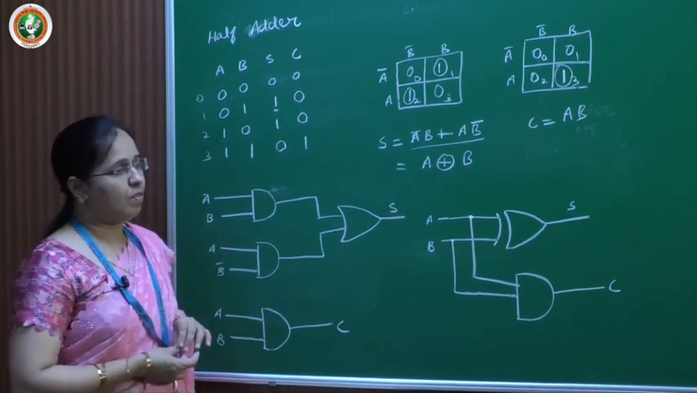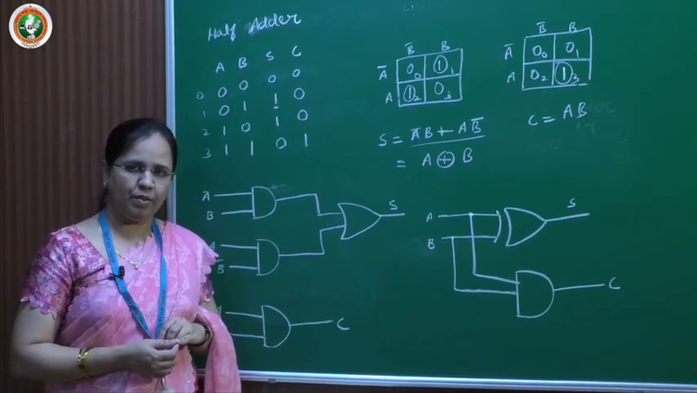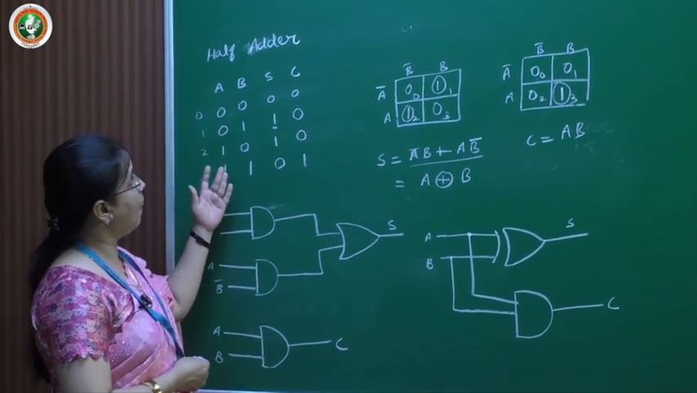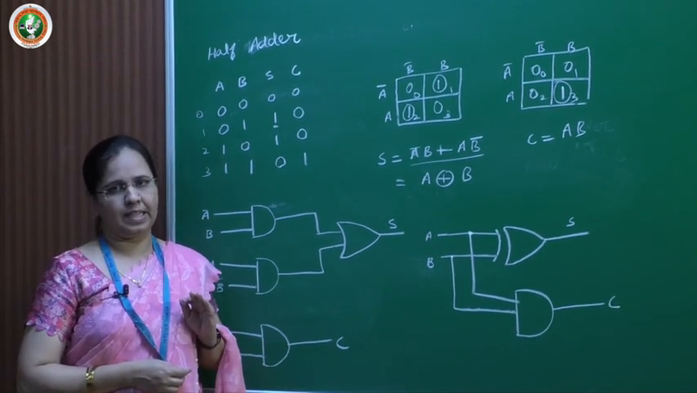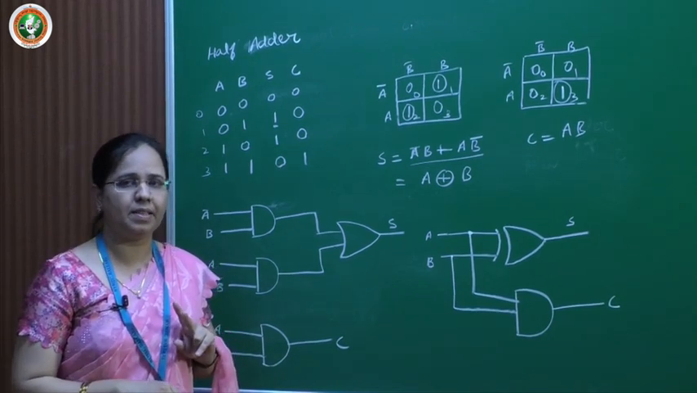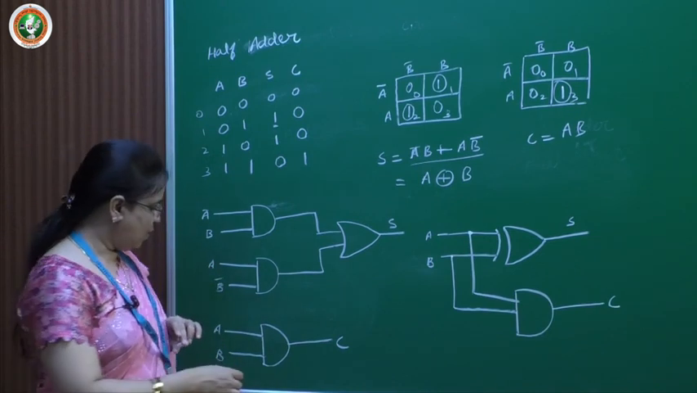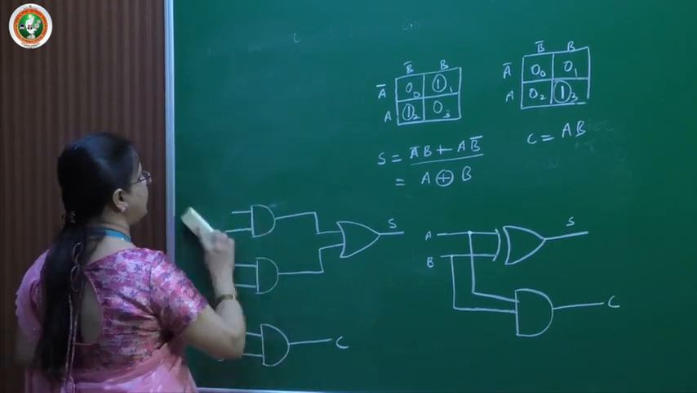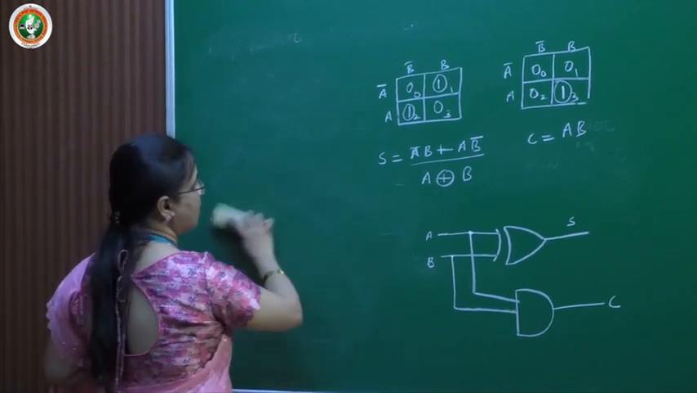With this as background, let us try to now design the next combinational logic circuit, that is full adder. As we know, the disadvantage in a half adder is it cannot add the carry from the previous bit. It can add only 2 bits. If you want to add the carry from the previous bits, then we have to make use of a circuit called a full adder. So, in order to design a full adder, again as usual we have to follow the same steps. I have to first construct a truth table.